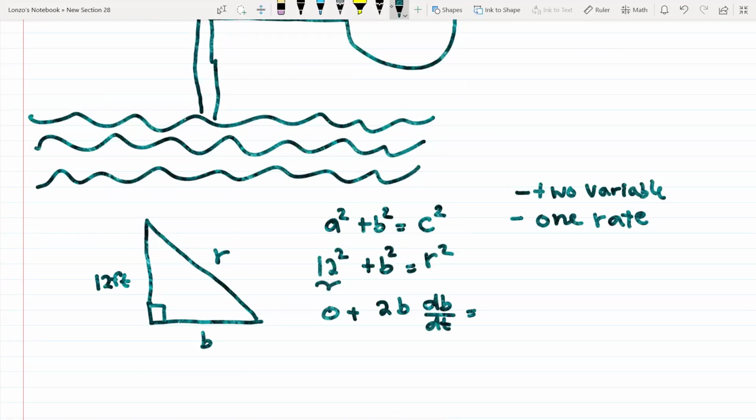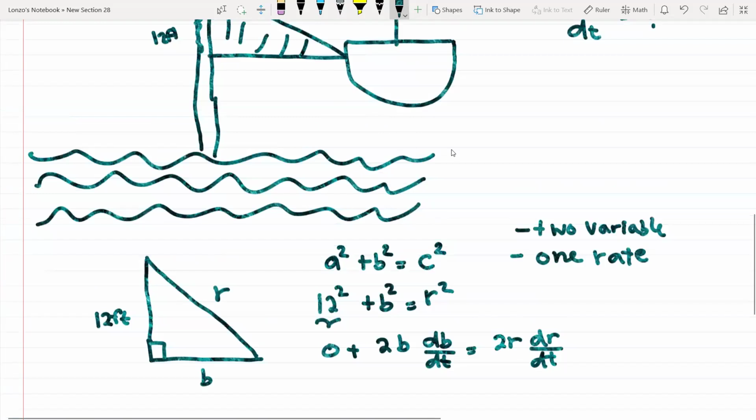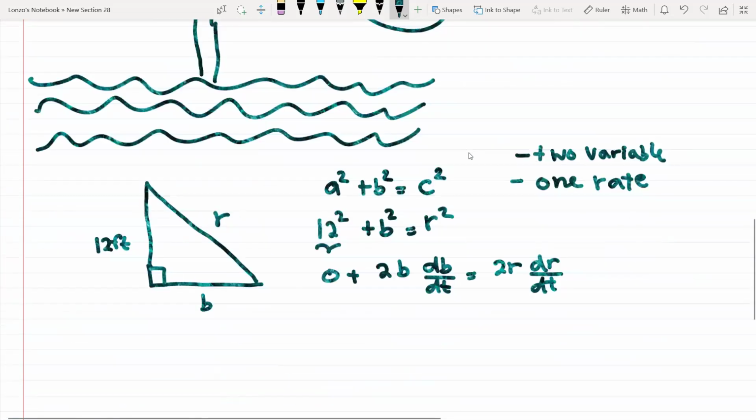So r squared, where the r stands for the rope. What is the derivative of r squared? It's 2r times dr/dt. Okay, and then our goal is to solve for db/dt.